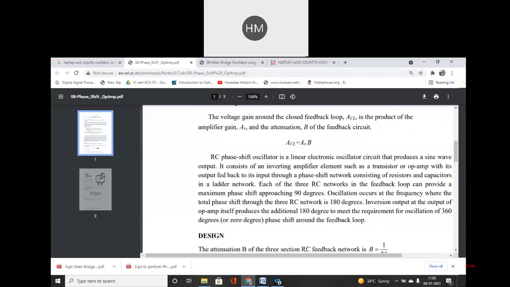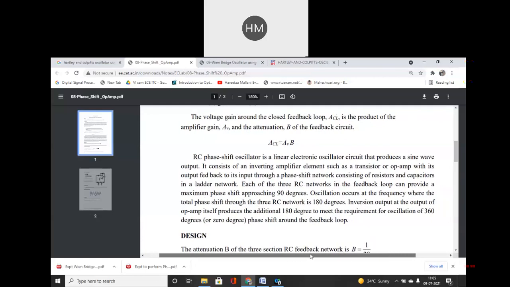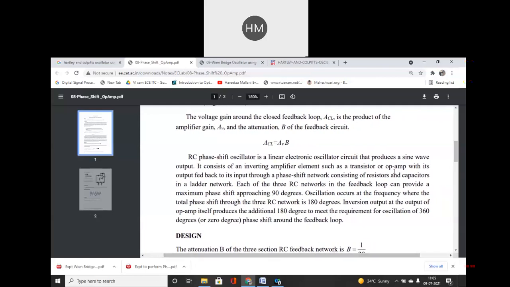An RC phase shift oscillator is a linear electronic oscillator circuit that produces a sine wave output. It consists of an inverting amplifier element such as a transistor or operational amplifier. Here we are using an operational amplifier with its output fed back to its input through a phase shift network consisting of resistors and capacitors in a ladder network. Each of these three RC networks in the feedback loop can provide a maximum phase shift approaching 90 degrees.